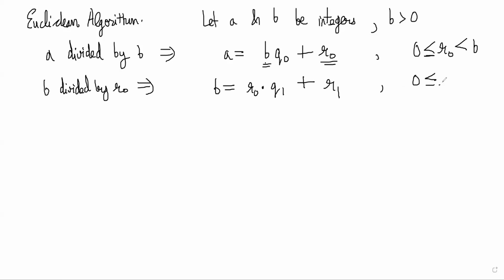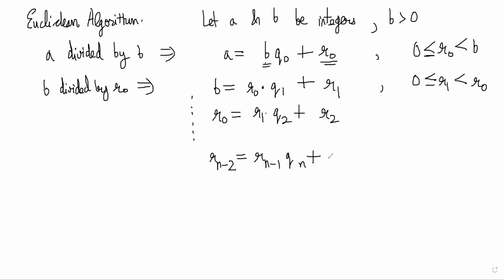Here 0 is less than or equal to r1 is less than r naught. And similarly, in a chain, we can keep doing this. The next time you would have divided r naught with r1, and you would have gotten a q2 and an r2, and so on. You keep doing this, and you will get rn minus 2 equal to rn minus 1 qn plus rn. And finally, we might have that rn minus 1 is completely divisible by rn. So rn minus 1 is rn times qn plus 1, and here the remainder is 0, right? So the remainder becomes 0 in this last step.